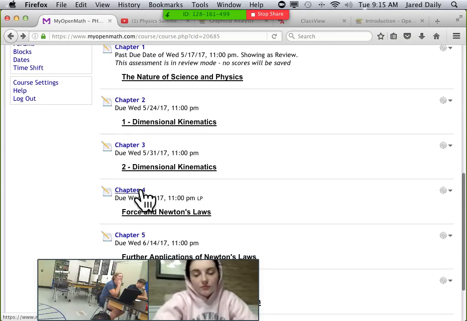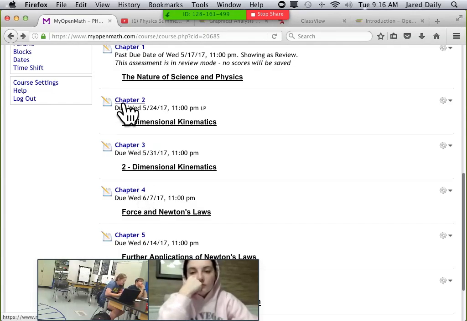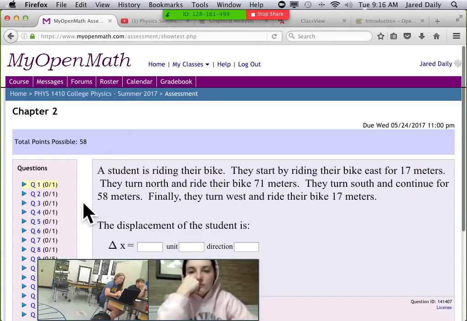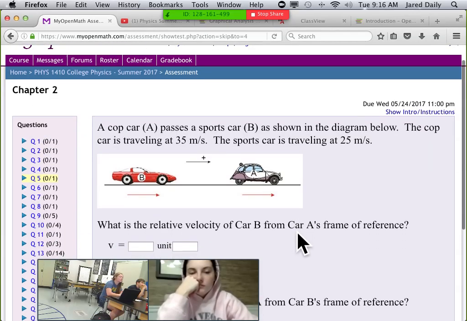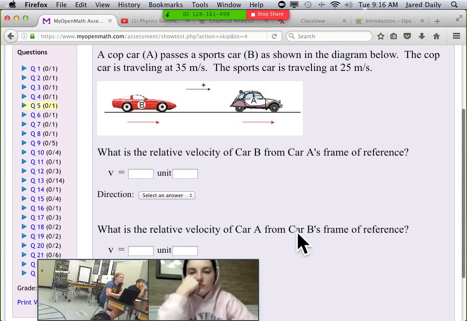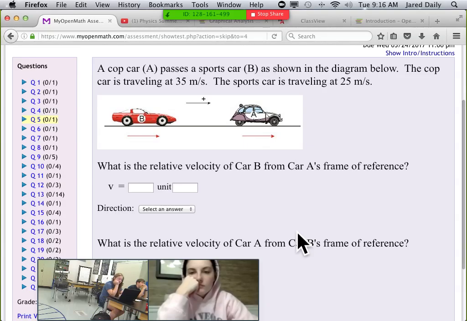There it is. Okay, so now we go back to chapter 2, and we're looking at problem 5. This is the problem we're dealing with, which is the cop car passing the sports car. The cop car is traveling at 35 meters per second. The sports car is traveling at 25 meters per second. What is the relative velocity of car B from car A's frame of reference?